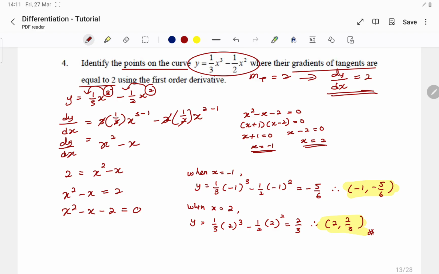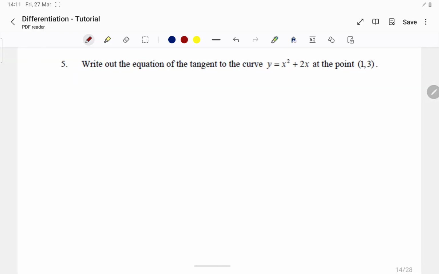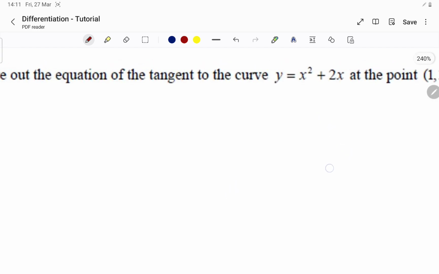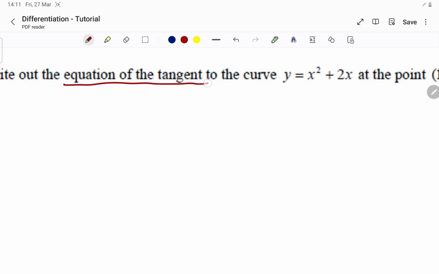Okay, so I proceed to the next question. Question 5. Write out the equation of tangent of the curve at the point (1, 3). So for the equation of tangent, we want to write y minus y1 equal to mt multiplied with (x minus x1).